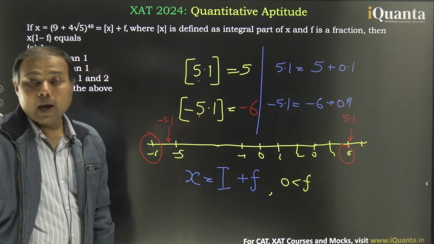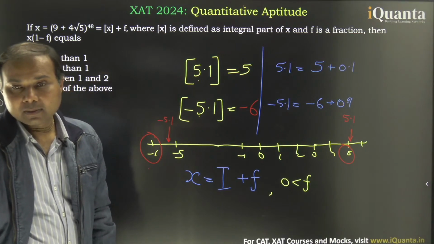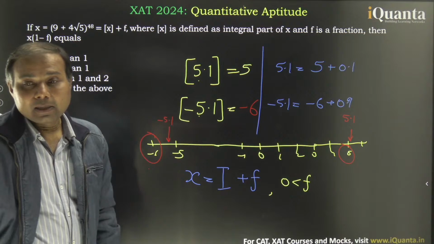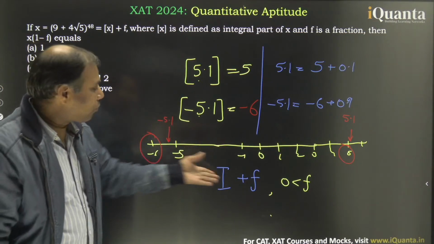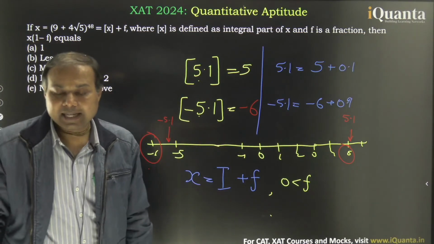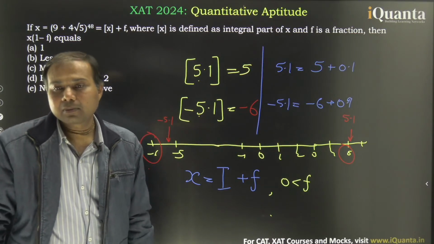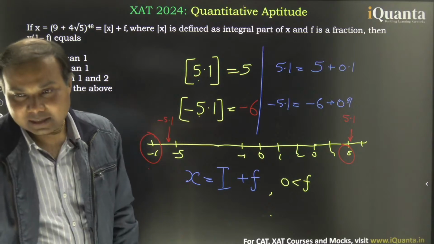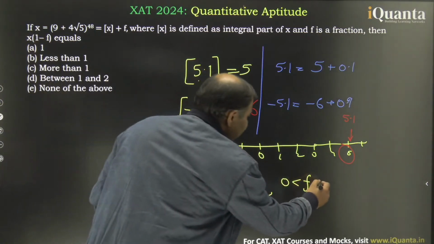And what is going to be the upper limit? What can be the maximum value for this fractional part in any real number? It is always going to be less than 1. Yes, that's correct. So it is going to be less than 1.